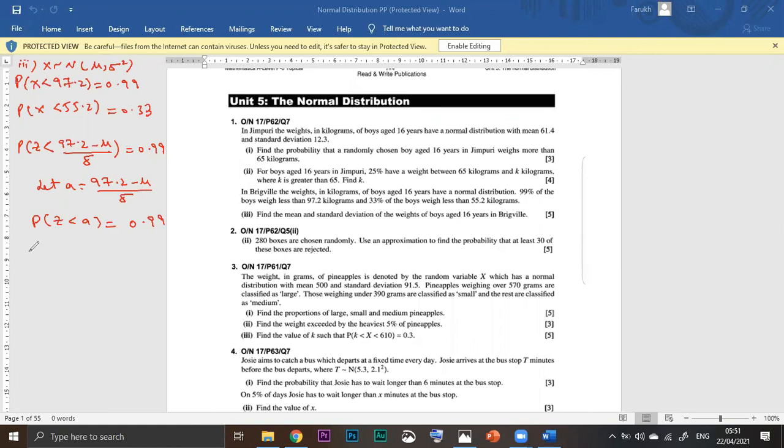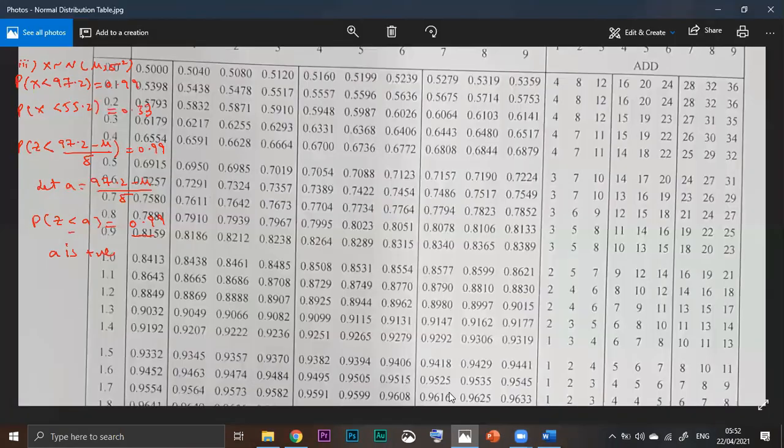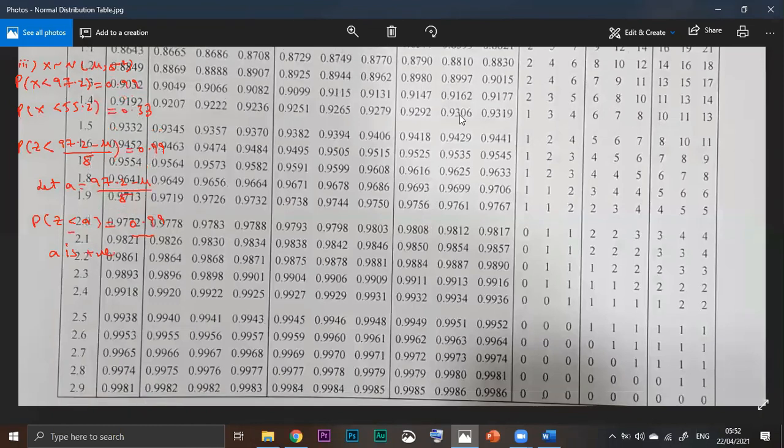Mila, now z is less than a and the area is greater than 0.99. Is A positive or negative? A is positive, and we have the probability. We will use the table in reverse order. We want to find out the value of z when the area is 0.99.